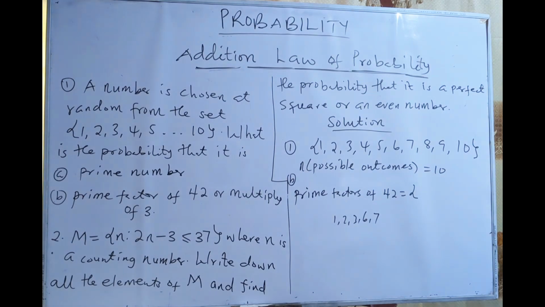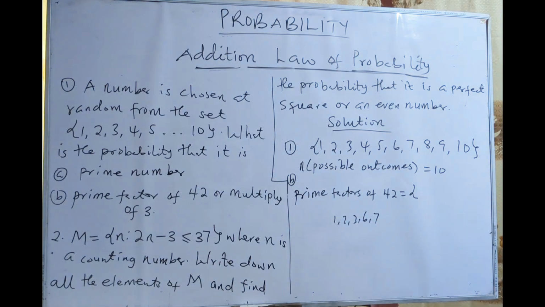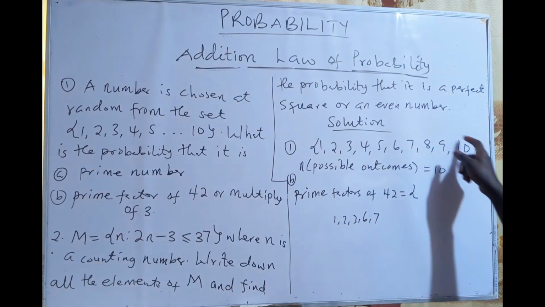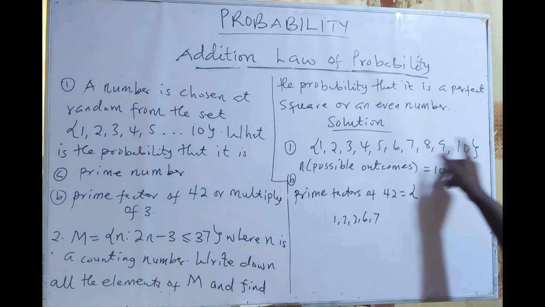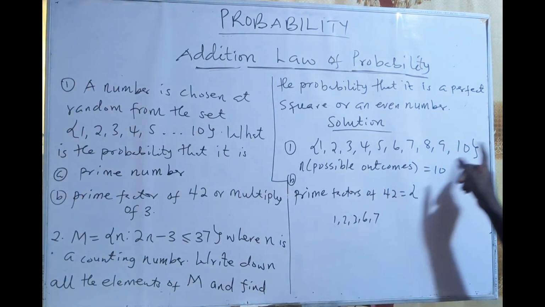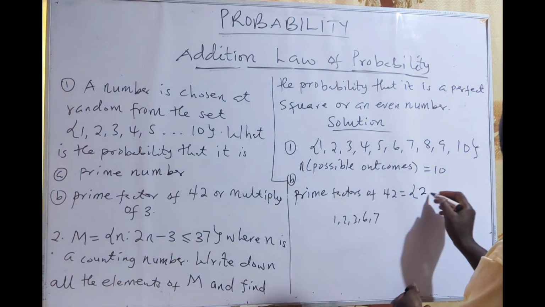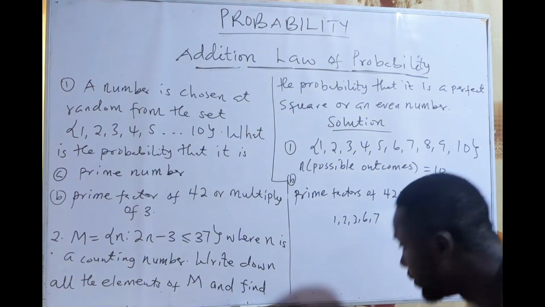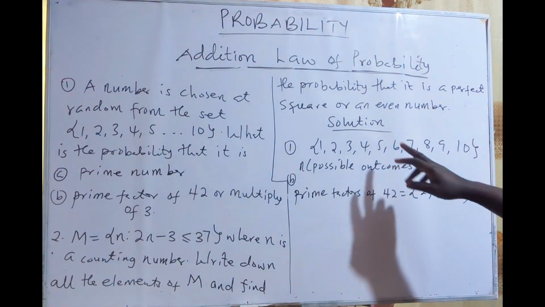The selection is made from this set, so we don't go beyond the set given here. When you are listing the members, don't go beyond the experiment. This is the set we are making selection from, so we cannot go beyond 10 because the set is from 1 to 10. We list the prime factors. So these are factors of 42 from 1 to 10, but we are only going to consider the prime. So if it is prime, then I'll get 2, 3, and then 7. So these are prime factors of 42 from 1 to 10.